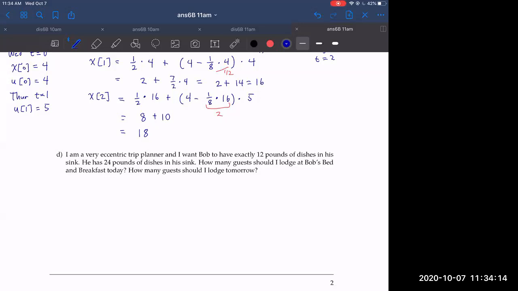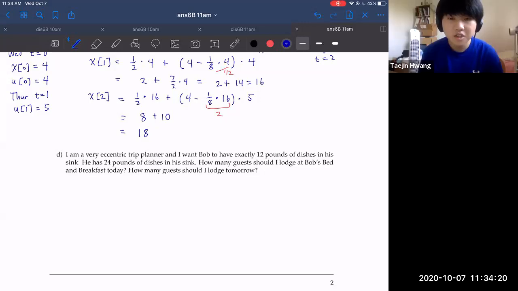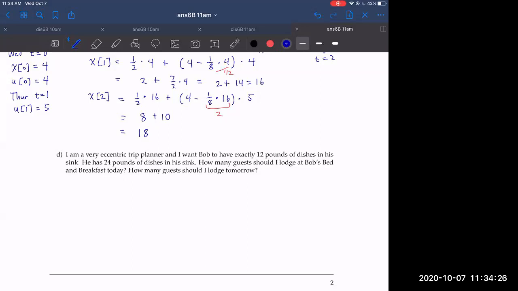Is this asking us to have 12 pounds of dishes at the end of both of the days? Yeah. Or just at the end? At the end of pretty much every day, really, or at the end of both days. I see. Okay.